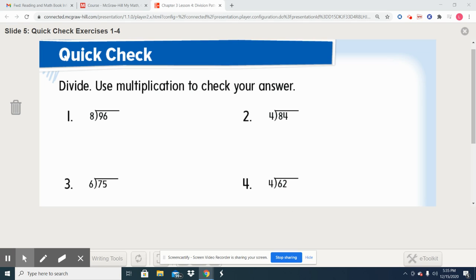Today's lesson is on division patterns. Divide. Use multiplication to check your answer. This is what we're going to do. First is a quick review of long division.